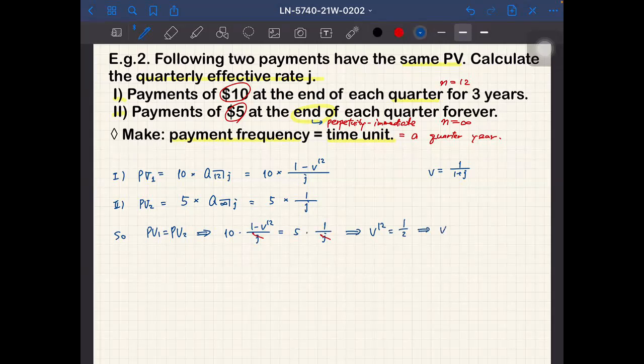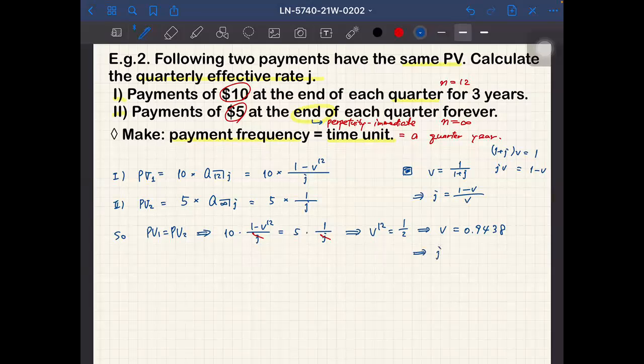So you can solve this for v by taking the 12th root. Then v is equal to 0.9438. And v is equal to 1 over 1 plus J. So that means J is equal to what? The 1 plus J times v is equal to 1, so Jv is equal to 1 minus v. So J is equal to (1 minus v) over v.